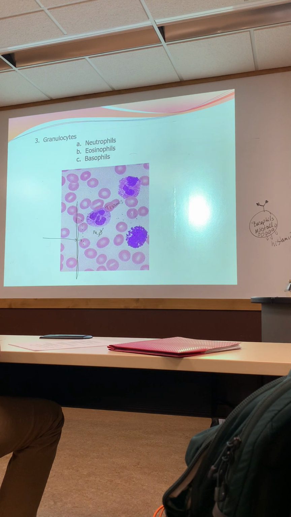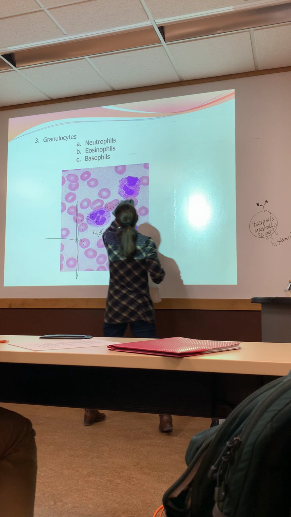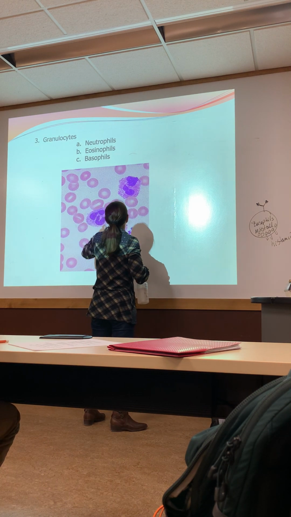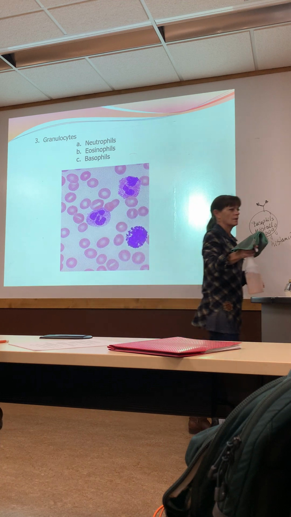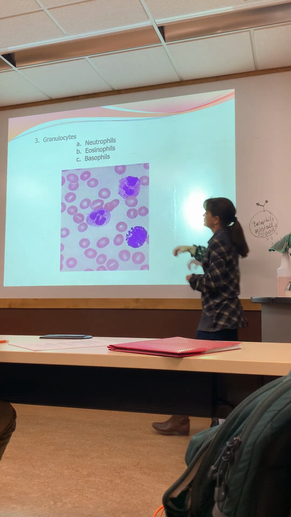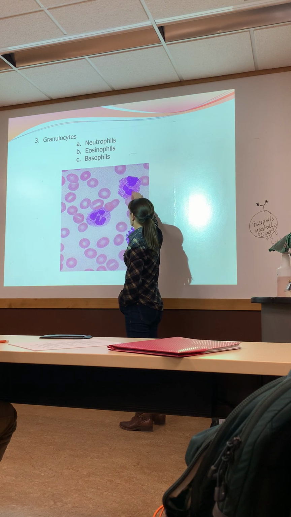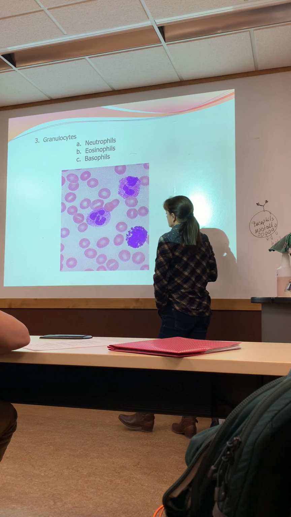Then we've got our granulocytes. Worked with these in lab, right? Our three granulocytes include our neutrophils, our eosinophils, and our basophils. We know what neutrophils look like because they've got that big pinchy nucleus. Eosinophils also have a pinchy nucleus, but they've got those red granules. And then the basophils have our big blue granules.